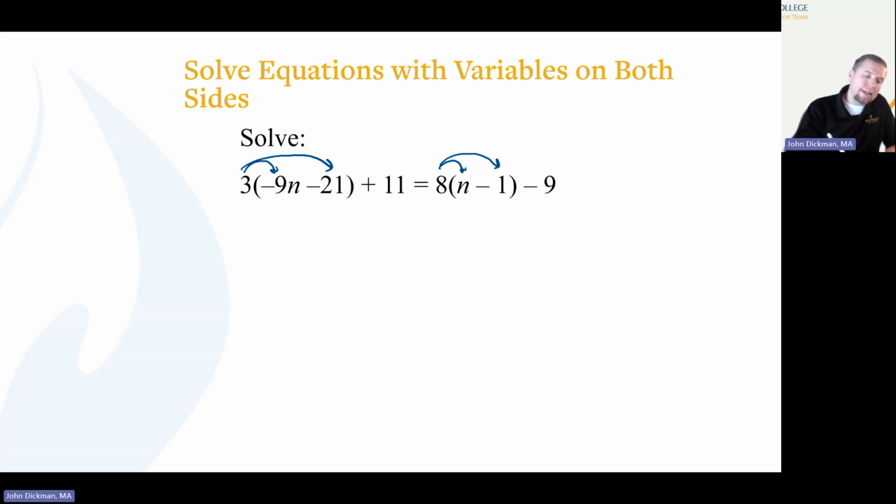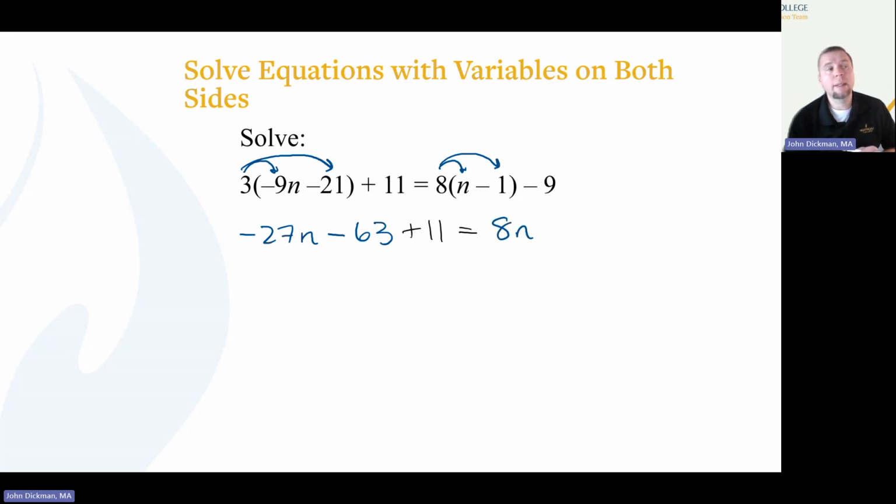So 3 times negative 9n is negative 27n. 3 times negative 21 is negative 63. We still have the plus 11 that was already there. Then 8 times n gives me 8n. 8 times negative 1 gives me negative 8. And we still have the minus 9 that was already there.